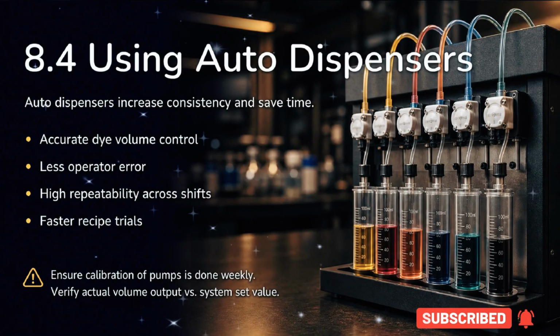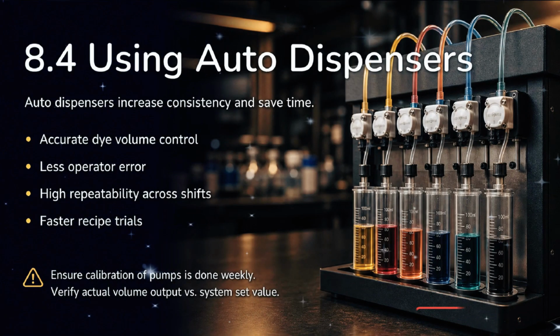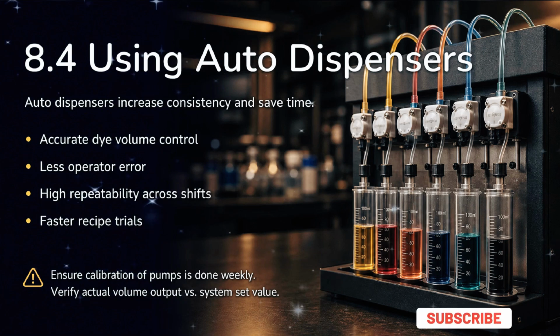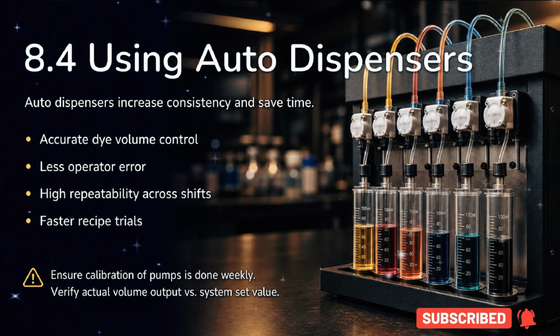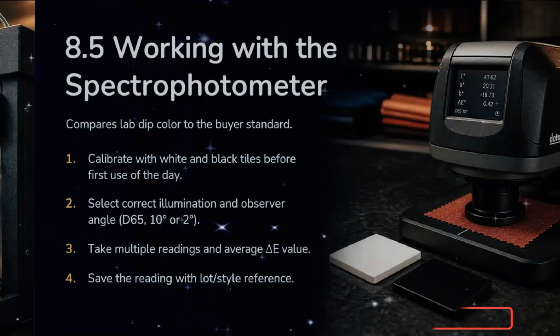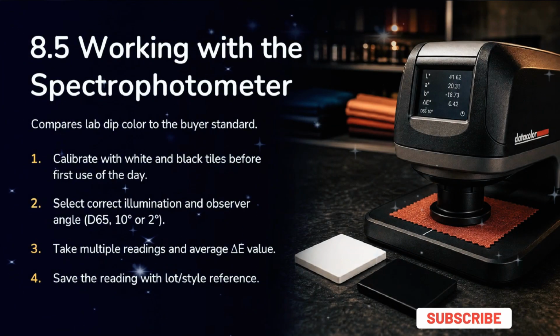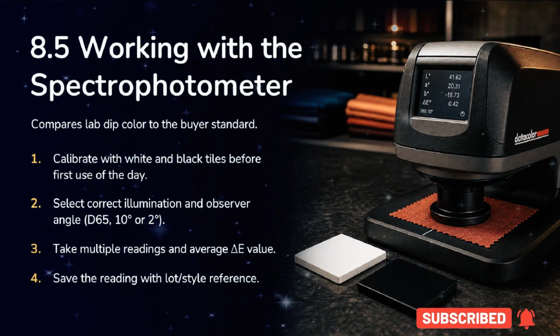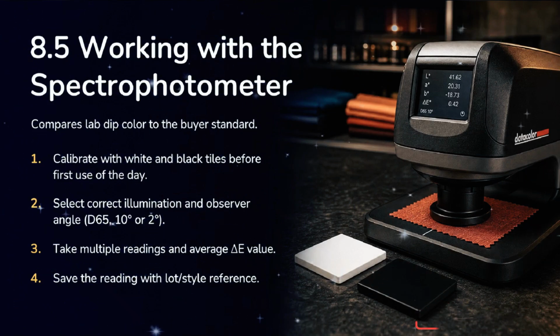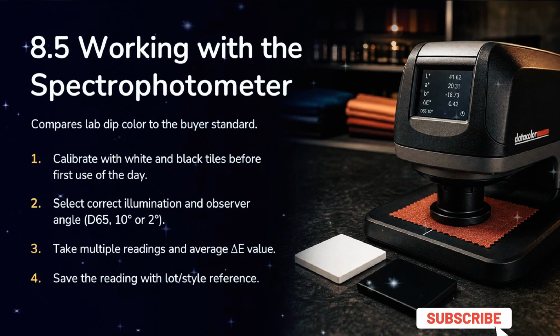Autodispensers increase consistency and save time. They offer accurate volume control, reduce operator error, and improve repeatability. Remember to calibrate pumps weekly and verify output against system values. When using a spectrophotometer to compare lab dips to buyer standards, calibrate daily with white and black tiles. Select the correct illumination, take multiple readings, and save your results with the appropriate reference.